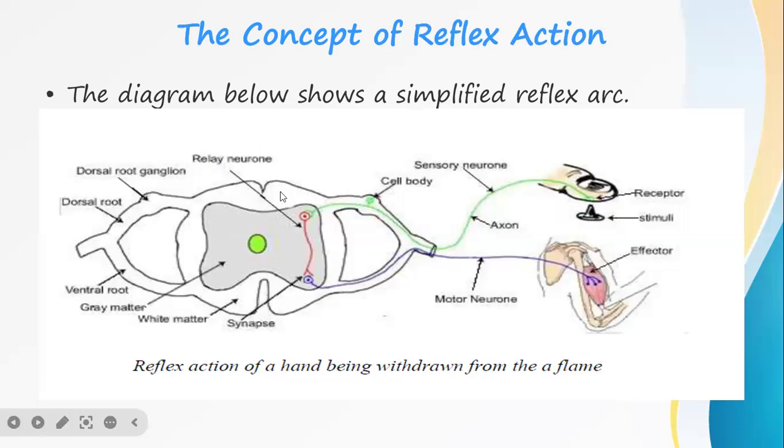And here is our flame. These are all the other parts that are labeled within the spinal cord, and here is the receptor and there's the effector. I hope that's all clear. So this is a very simplified reflex arc.